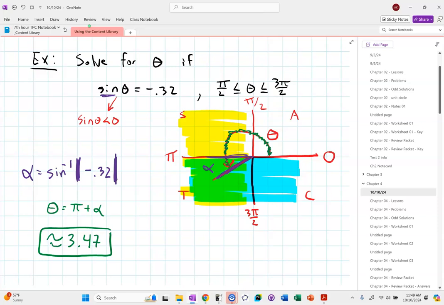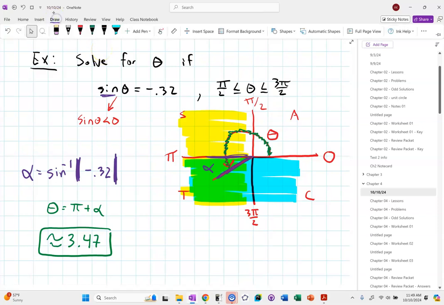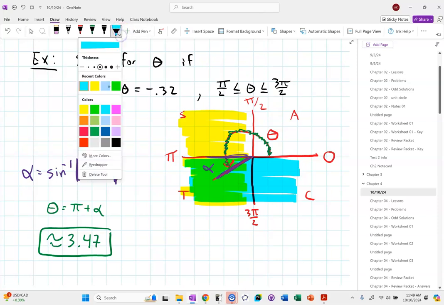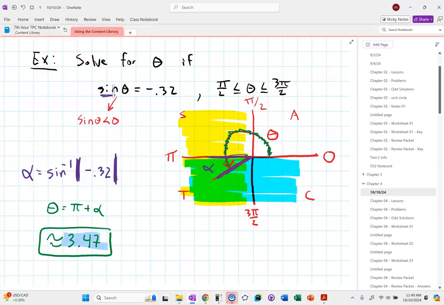Okay. Let's check our answer now. Because for these problems that I'm showing you how to do, every single one of them is checkable. You should never finish a problem and not know whether it's right or wrong. The check is 2 steps. We need to check 2 things. The first thing is I'm going to check to make sure that our solution, when I plug it back in for theta, gives me negative 0.32.